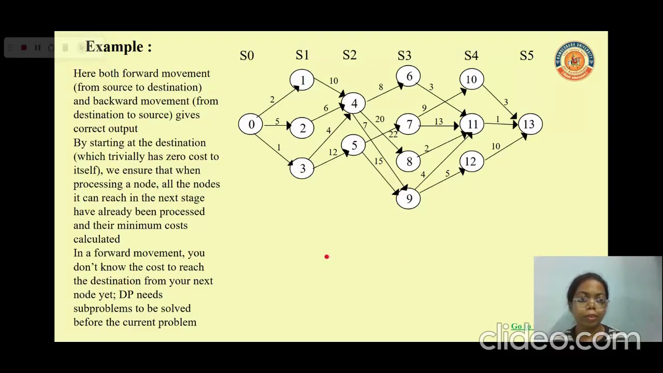In the forward algorithm, what we do is we start from the source node, and at each stage we check which is the best node to be chosen for the source to destination path. So at stage 4 I will check each node 10, 11, 12 and check for 13 which will be the best one. I will solve my subproblem first before solving my main problem, which is source to destination. This is what the DP approach does.